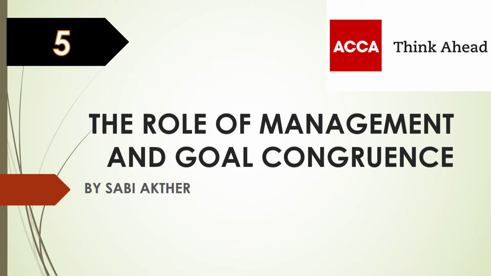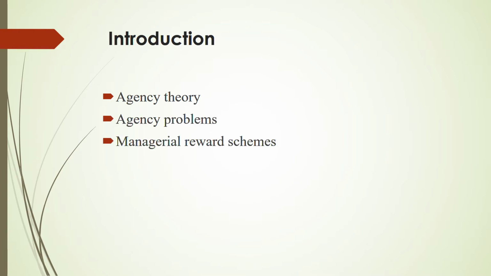In this video, we are going to cover 5 main things: agency theory, and what the agency problems are. Then we are going to cover the managerial reward scheme. This is the way we are going to resolve the agency problems, the agency issues. We are going to solve it through managerial reward schemes.